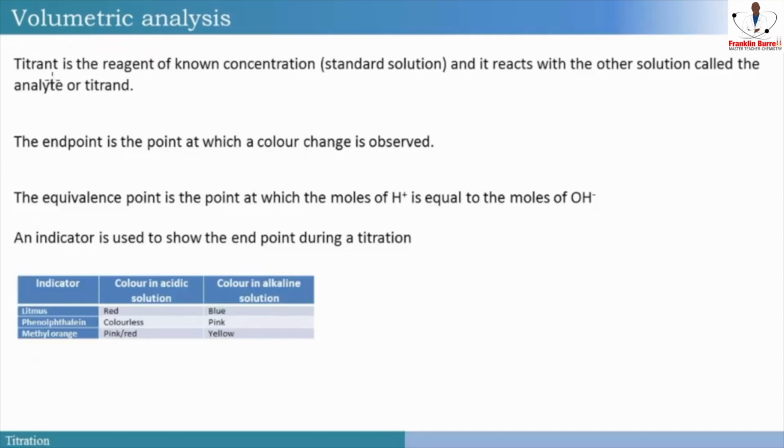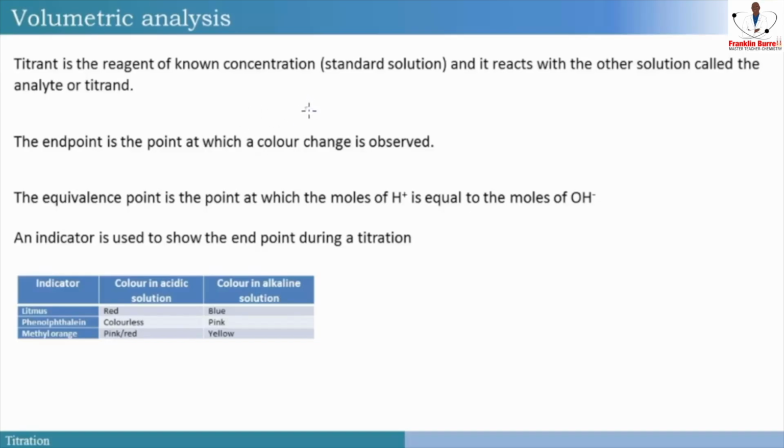Let's go. Now, a titrant is the reagent of known concentration. In other words, your titrant is your standard solution. And we said earlier that the standard solution is normally placed in the burette. So the titrant is coming from the burette and it will be run out into the conical flask, and that is called the analyte. So the titrant is running out into the analyte or titrand, and that is found in the conical flask.